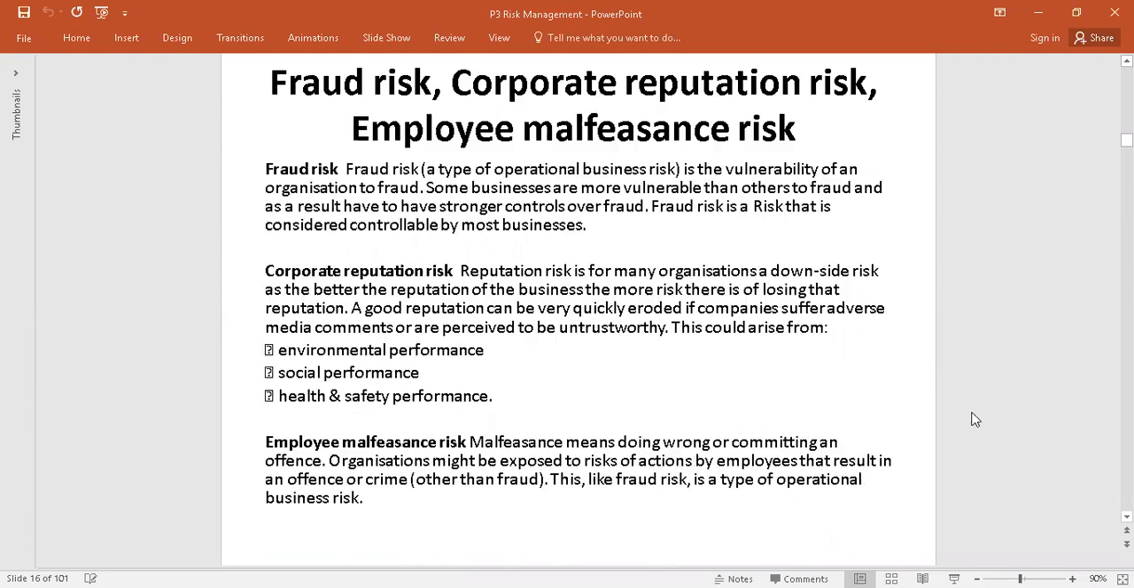Risk F is about reputation. Reputation is for many organizations a downside risk. The better the reputation of the business, the more risk there is of losing that reputation. A good reputation can be very quickly eroded if companies suffer adverse media comments.